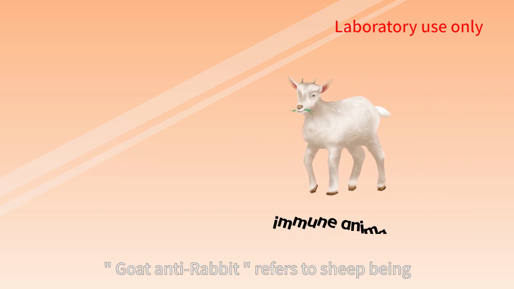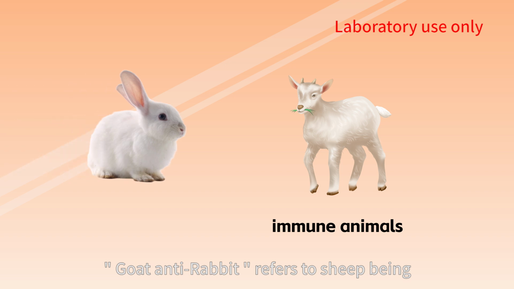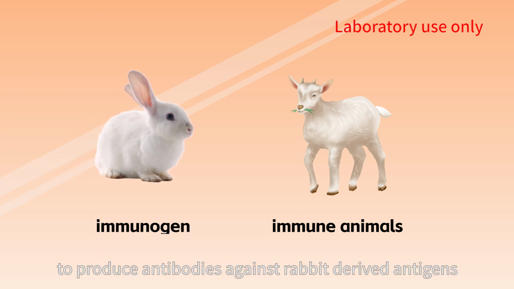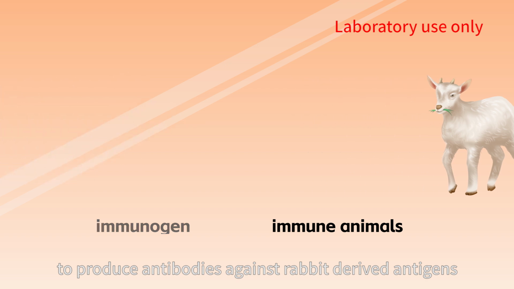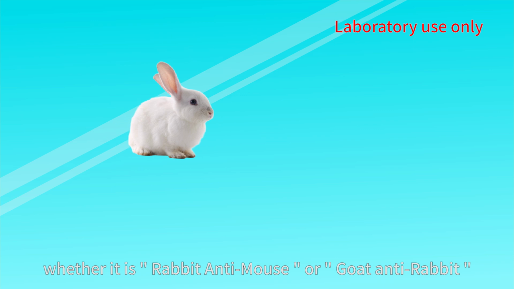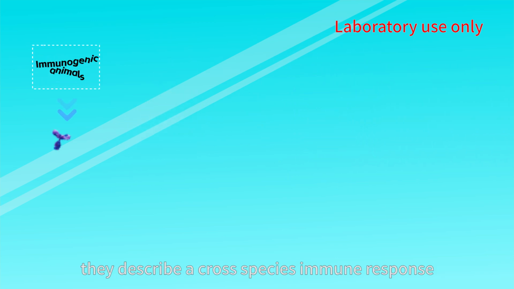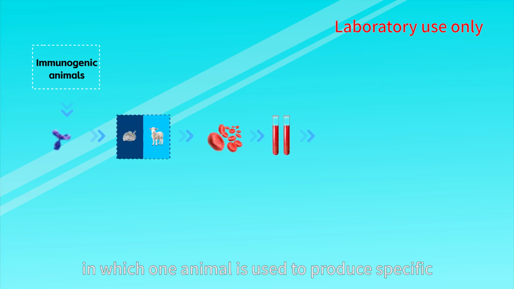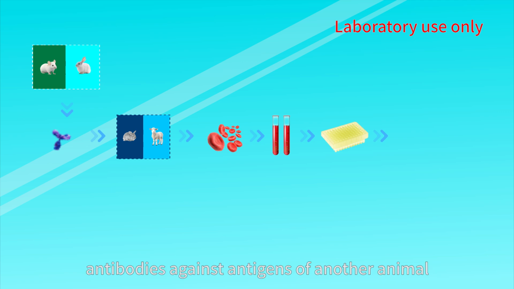Similarly, goat anti-rabbit refers to sheep being used as immune animals to produce antibodies against rabbit-derived antigens. In short, whether it is rabbit anti-mouse or goat anti-rabbit, they describe a cross-species immune response in which one animal is used to produce specific antibodies against antigens of another animal.